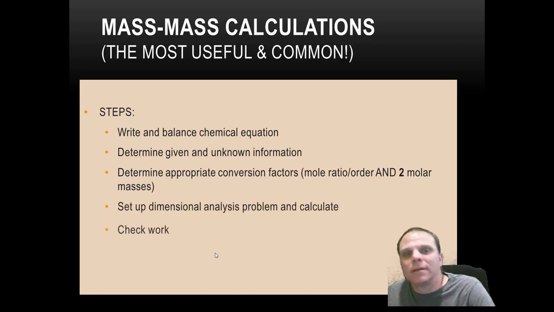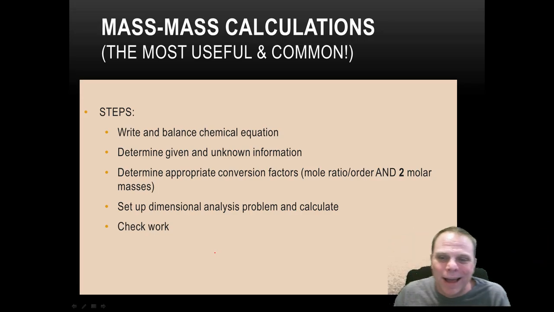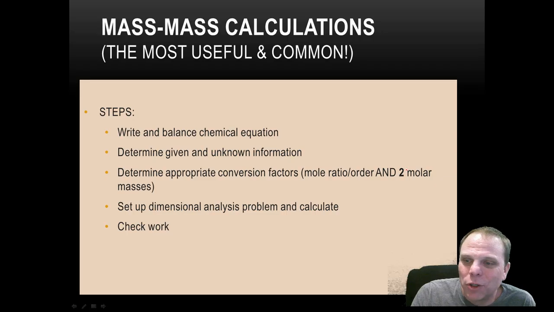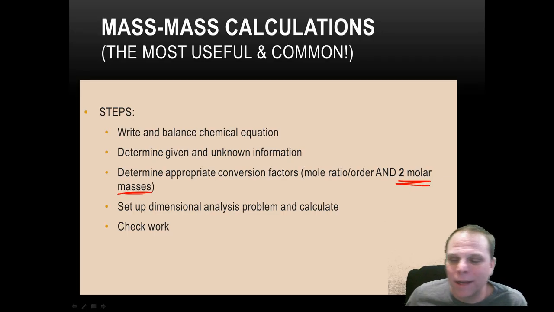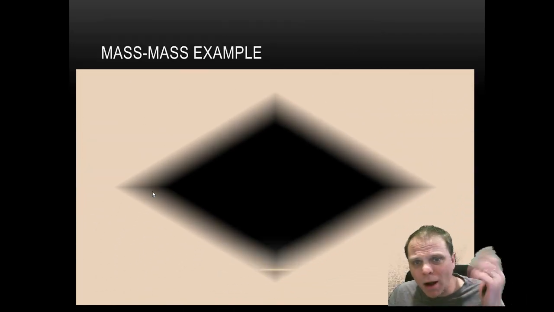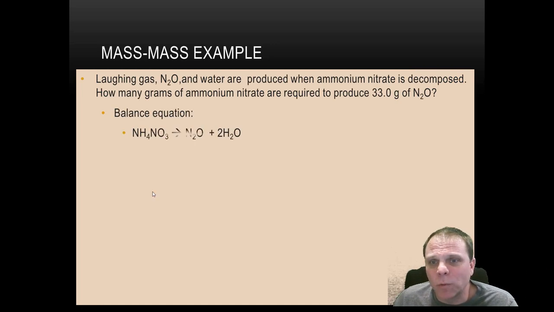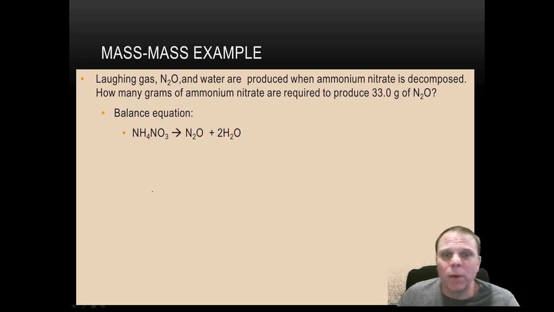So again, steps, nothing different here. Notice that your steps are going exactly the same. It's just that you're going to have 2 molar masses that you have to deal with here instead of 1, right? So you've got to have that mole ratio, and you're going to have both molar masses. All right, so here's our example. We start with our laughing gas and a balanced chemical equation. Laughing gas and water are produced when ammonium nitrate is decomposed.